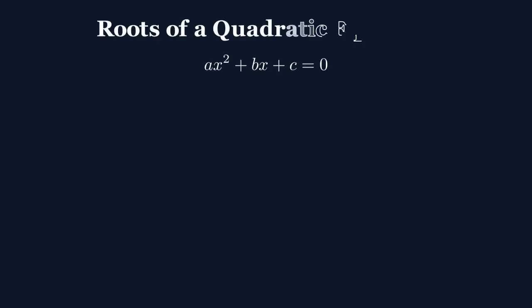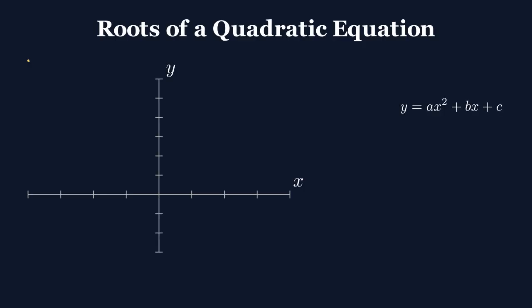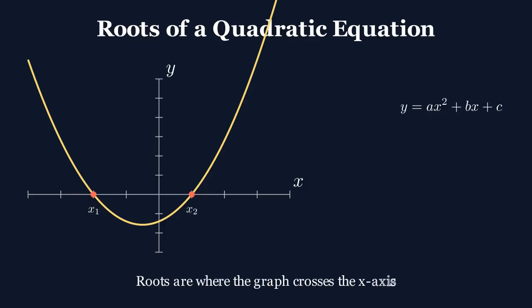In this lesson, we are finding the roots of a quadratic equation. A quadratic has the form ax squared plus bx plus c equals 0. On the graph, the roots are the x values where the parabola crosses the x-axis. These crossing points are important because they are the solutions to the equation.